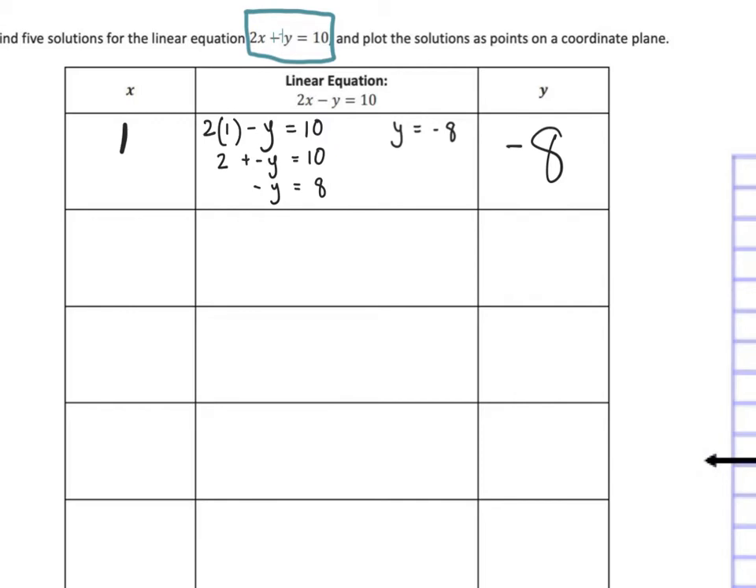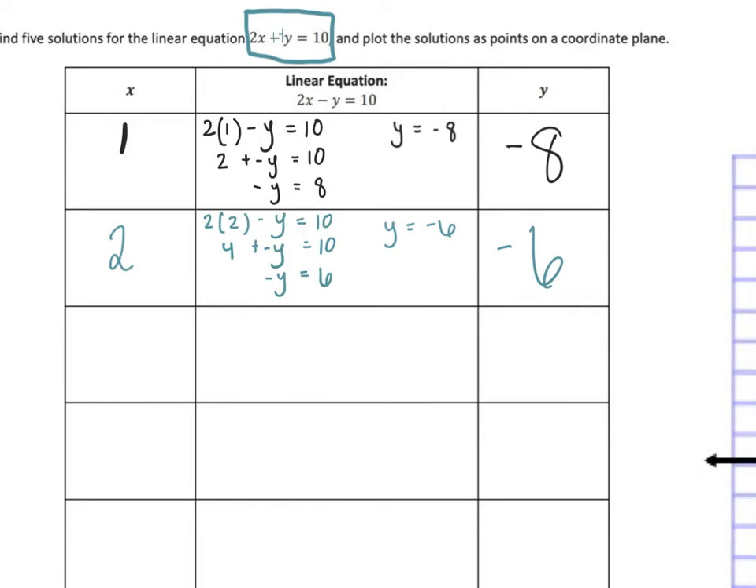Now I'm going to try when x is 2. So this becomes 2 times 2 minus y equals 10. Well, 2 times 2 is 4. So 4 take away y equals 10. 4 minus something equals 10. Well, I can't do this yet. I can't solve for y until I change this to a plus sign. From there, I'm going to take away that 4. So this becomes negative y equals, what's 10 take away 4? 6. But I don't want a negative y, I want a positive y. So I'll have to divide by my negative 1. And this becomes y equals negative 6. So when x is 2, y is negative 6.